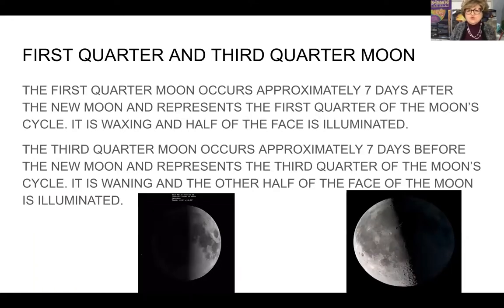And then we got first quarter and third quarter. Now, the first quarter moon occurs approximately 7 days after the new moon. It represents the first quarter of the moon phase cycle. It doesn't mean a quarter of the moon is illuminated. It means the first quarter of the cycle. And it's a waxing moon and half of its face is illuminated. The third quarter moon occurs approximately 7 days before the new moon and represents the third quarter of the cycle, and it's waning. The other half of the face is illuminated.